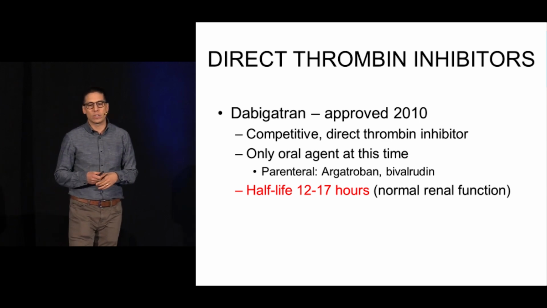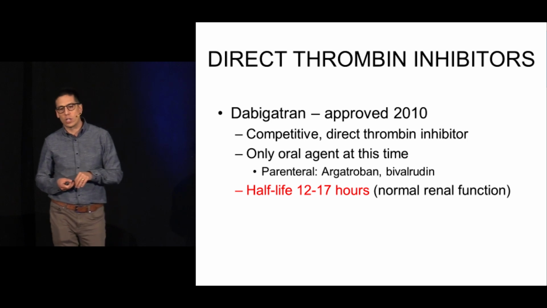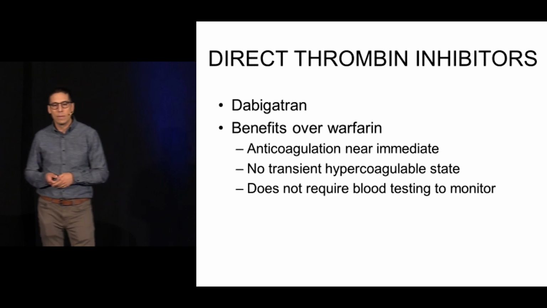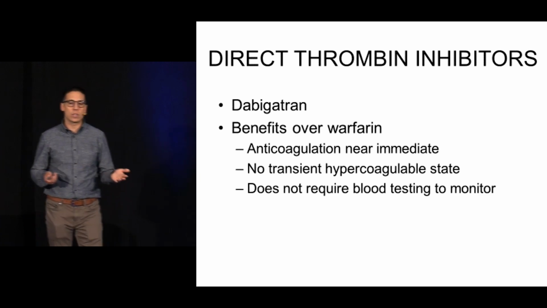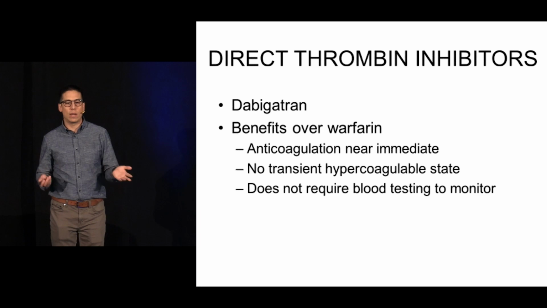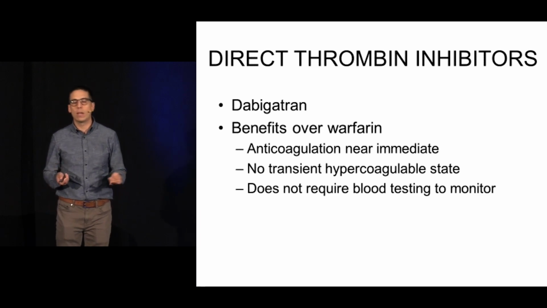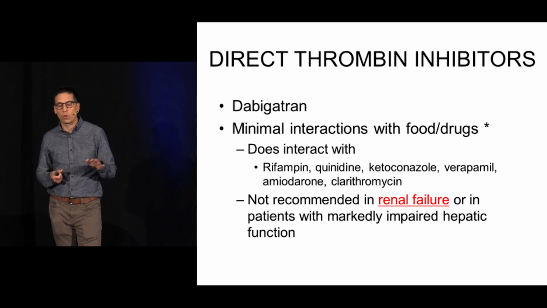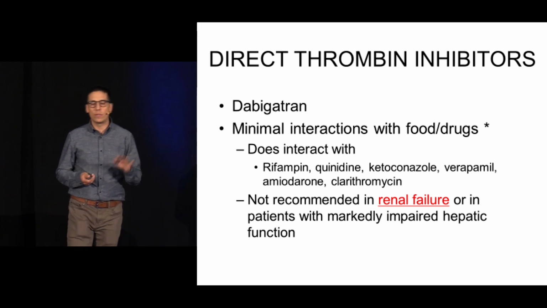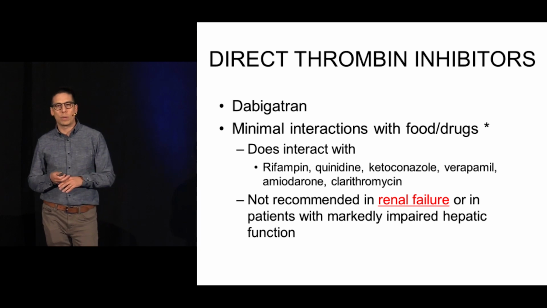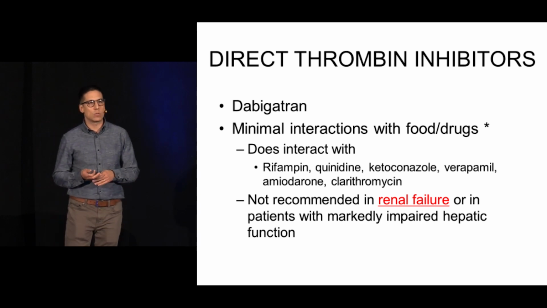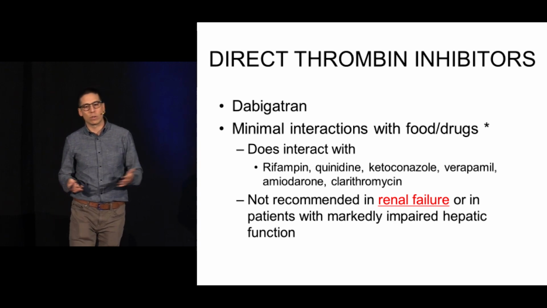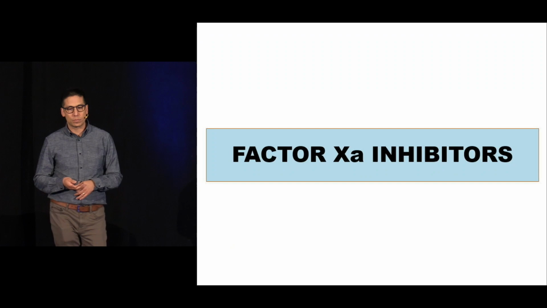Dabigatran was approved in 2010. It depends on renal function, and it has a half-life under those circumstances, with normal renal function, of 12 to 17 hours. It had some benefits over warfarin that we already discussed. You can take it orally, you don't need to check a level, it anticoagulates you right away, and doesn't require monitoring. Minimal interactions with food and drugs, there are a few exceptions, but it's definitely not recommended in renal failure or patients with markedly impaired hepatic function. And the problem, of course, as we all know, is that patients don't always read the book and decide not to go into renal failure on that Tuesday or that Friday.